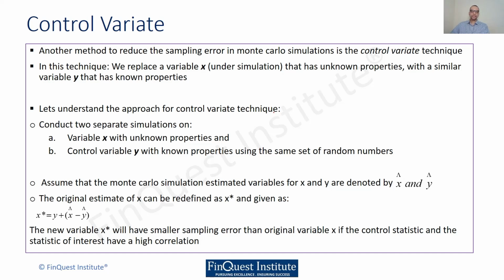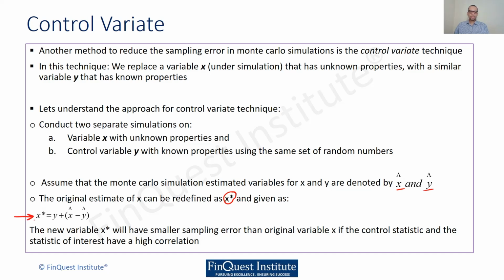To understand how this approach works, we'll do two separate simulations, one on variable x with unknown properties, and the next on control variable y with known properties. And we use the same set of random numbers. Now, assume that the Monte Carlo simulation estimates of variables x and y are denoted by x kappa and y kappa. The original estimate of x, let's call it x star, because if we write it that way, it will be easy for us to distinguish between them. So I'll call it x star, and x star will be given by this formula.